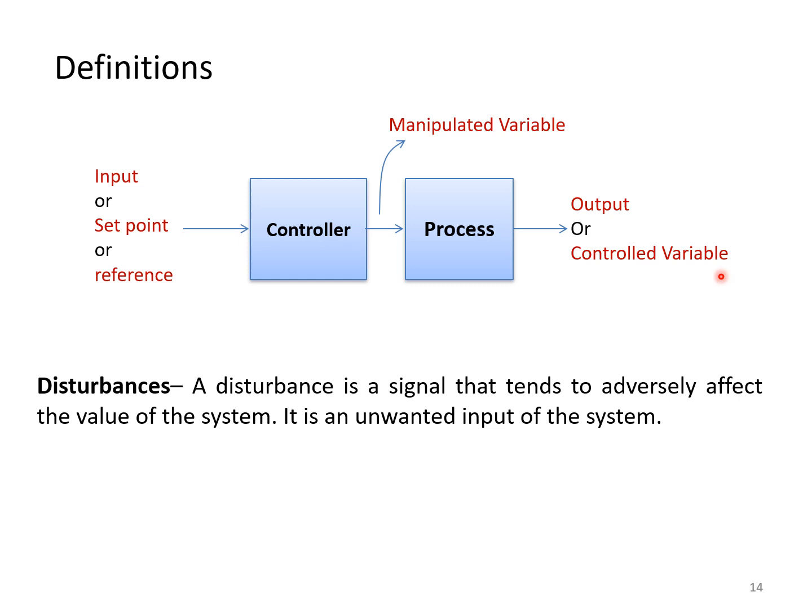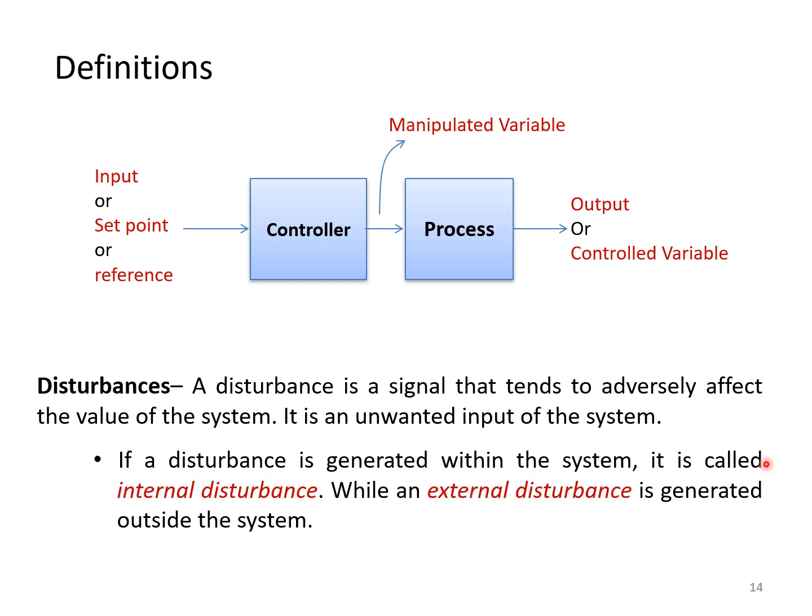One disadvantage we can have in this is disturbances. A disturbance is a signal that tends to adversely affect the value of a system, and it is considered to be an unwanted input. This can be avoided in a system by using necessary measurements. If a disturbance is generated within the system, it is called an internal disturbance, or else if it is generated externally, it is considered to be an external disturbance.